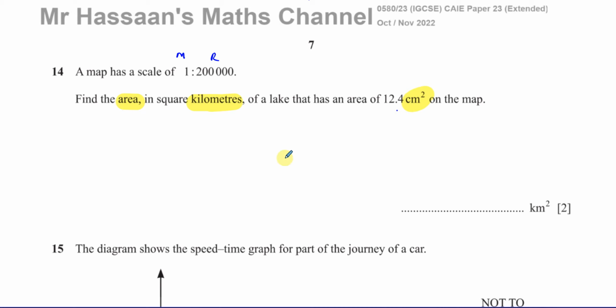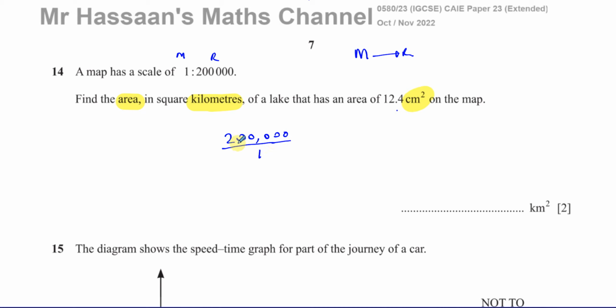So we've got to deal with a couple of issues here. First of all, we have the area on the map. Sorry, my bad. We want to find the area in real life. So we're going from the map to real life. So what we can do is we can take this ratio here and we can make it bigger over smaller. So it's 200,000 over 1.